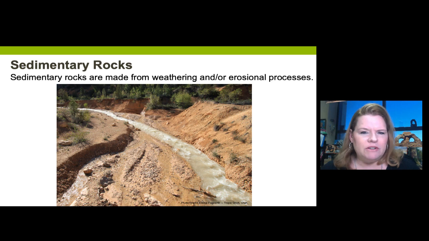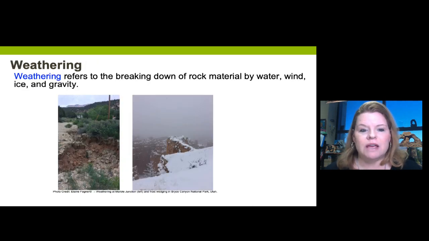So how are sedimentary rocks made? They're made by weathering and/or erosional processes. Two very different things. Oftentimes you will hear people use those terms in tandem. I want to be careful that we define them appropriately so you'll know how to use them.